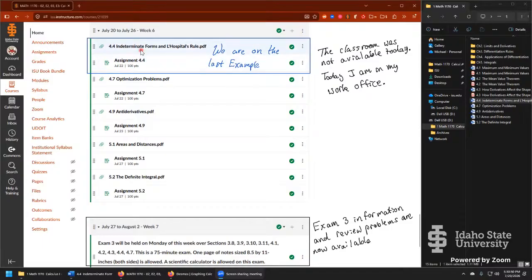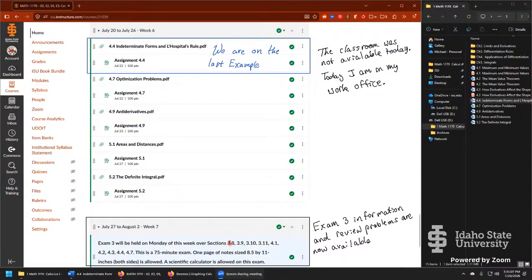Where we're at currently is on the last problem of section 4.4, L'Hopital's rule, and we'll then move into section 4.7 on optimization. Also, the next bigger announcement is that the information for exam 3 is now posted.